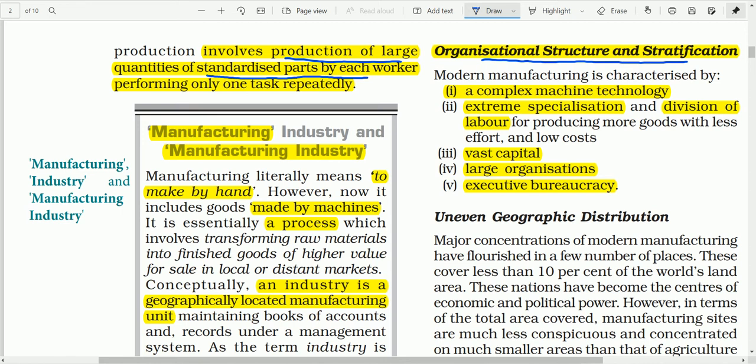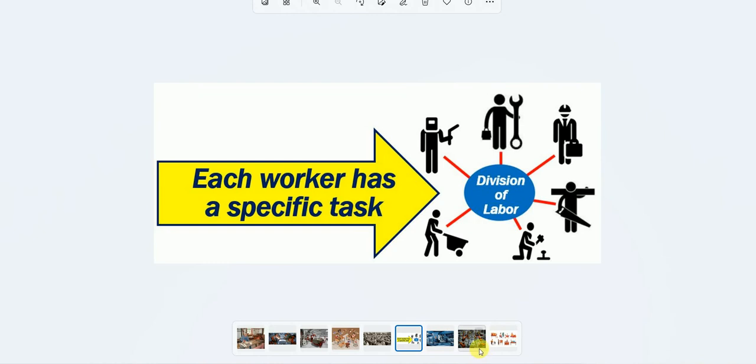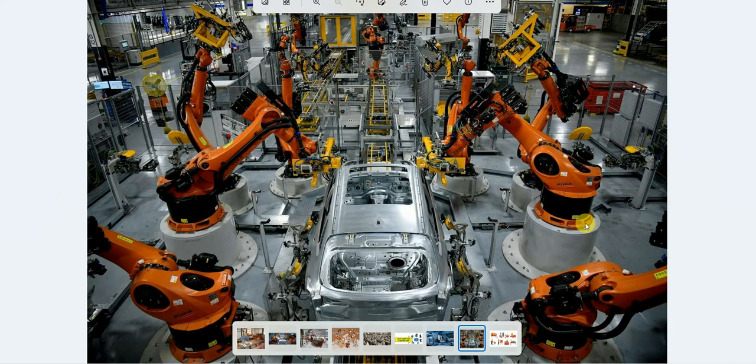See here, modern manufacturing is characterized by, number one, a complex machine technology. In the beginning, we have learned that a large number of machines are used. Even robotics are also used. I think you'll see from this one, big machines are used. Then automation is there. This is an example of automation. Here robotics are used to manufacture cars.